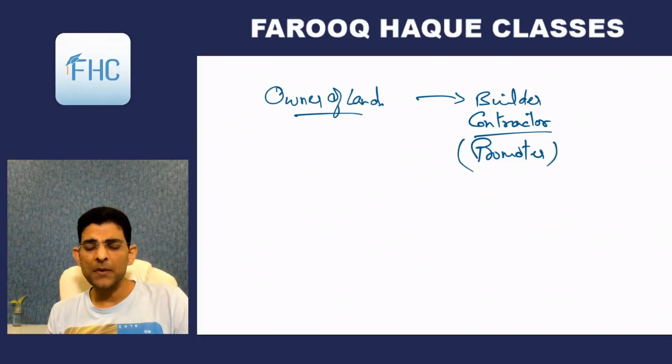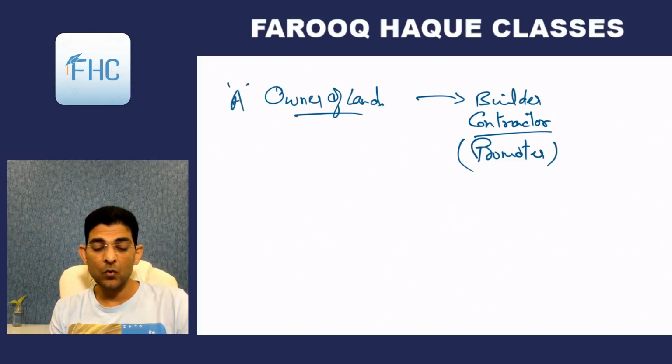The owner of land comes to him and says that, okay, I'll give you development rights. So he owns the land. The person A owns the land. He gives to B the development rights. So he transfers the development rights.